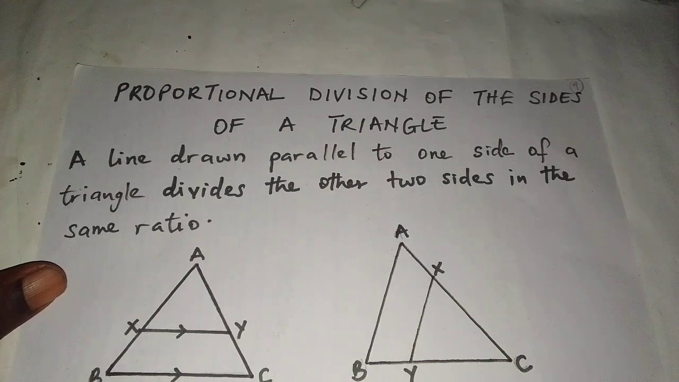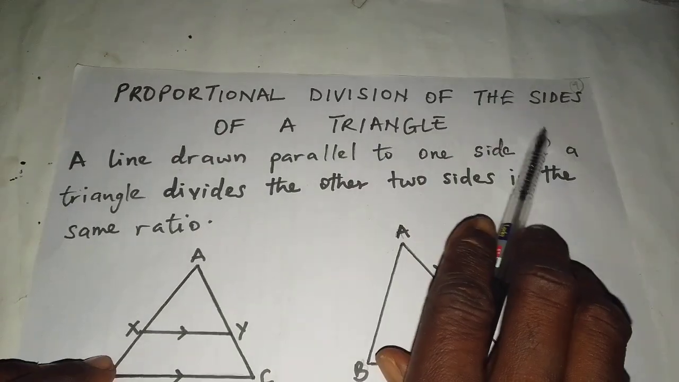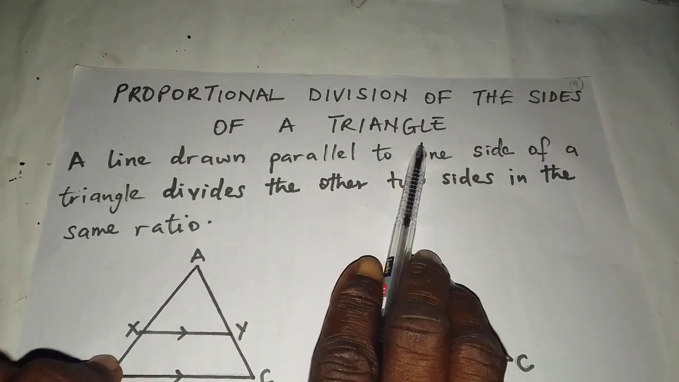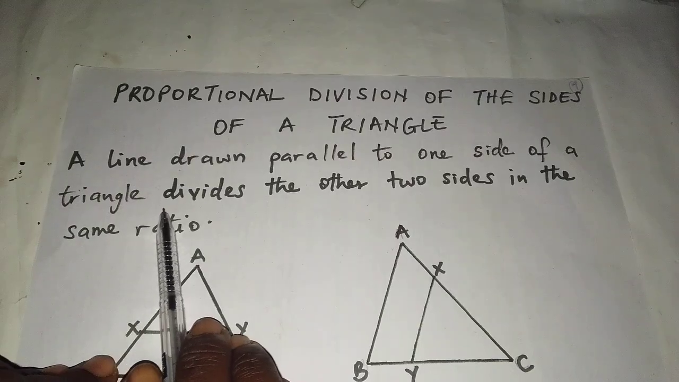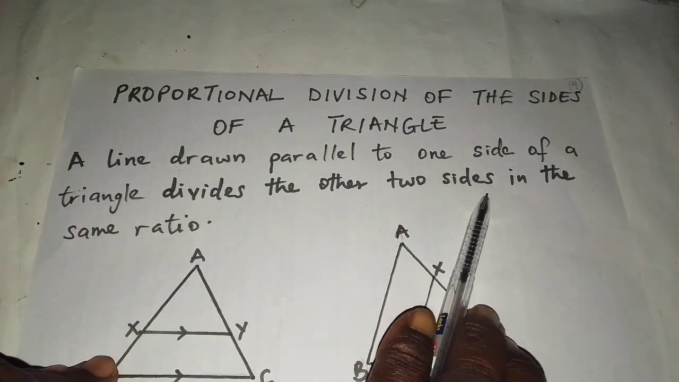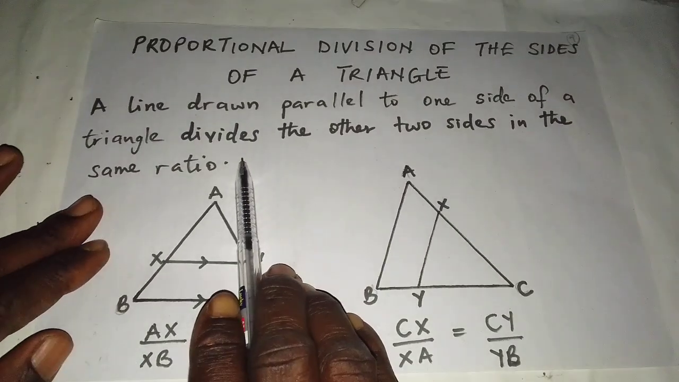Hello students, today we are looking at the proportional division of sides of a triangle. A line drawn parallel to one side of a triangle divides the other two sides in the same ratio. Now this is what I mean.